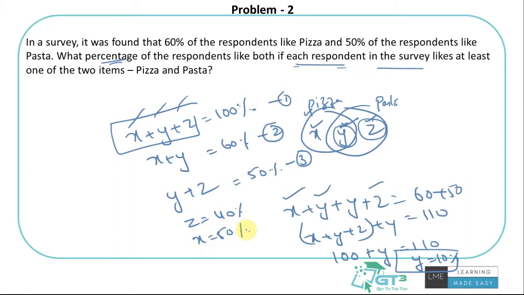What is the question asking? What percentage of the respondents like both? So that's basically both is Y. That's why 10% is the answer for this. Right? That's how you can solve it. As I said, just note the variables properly, write the equations given as per the clues, and you should be able to solve it easily.